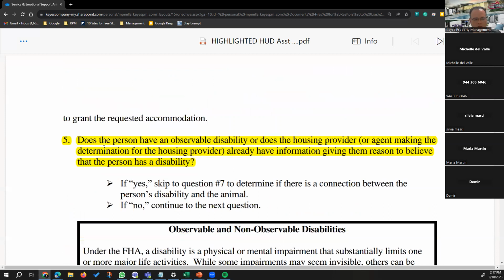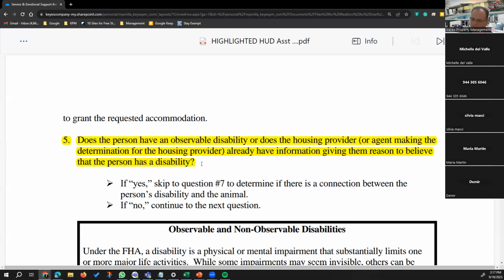Next question, does the person have an observable disability, or does the housing provider or agent making the determination for the housing provider already have information giving them reason to believe that the person has a disability? So what's a good indicator right here? The person did their due diligence as a realtor, talked to their tenants and said, Mr. Tenant, do you have a dog, a cat, some kind of animal that provides assistance in any way that we need to declare to the providers?